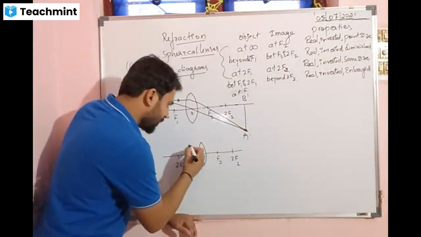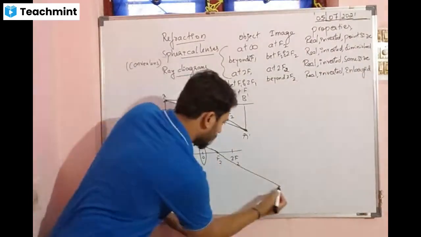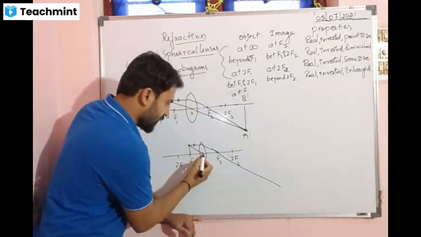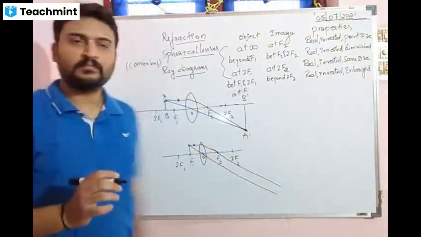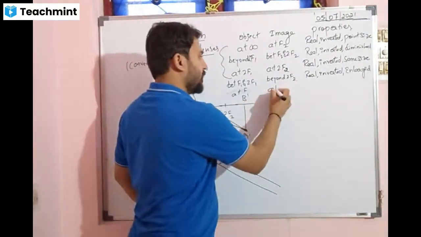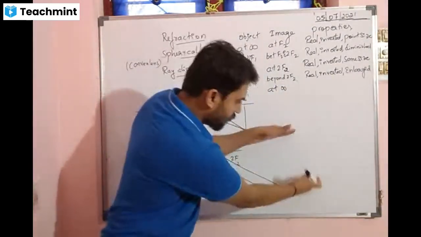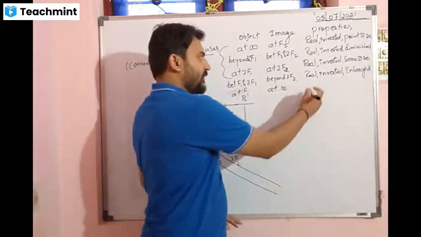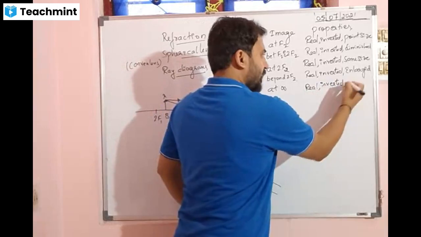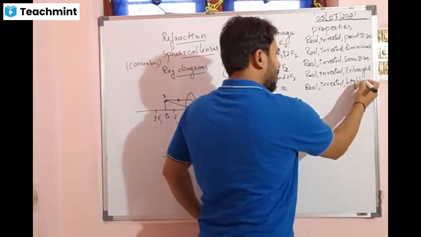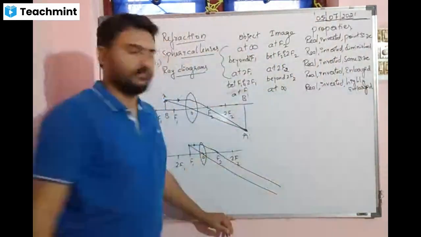Here also the ray which is parallel to the principal axis passes through F and moves away. Similarly, a ray passing through O moves away. Where will they meet? At infinity. You can see that it is below the principal axis, on the right side, so it is a real image. It is inverted and highly magnified, highly enlarged.